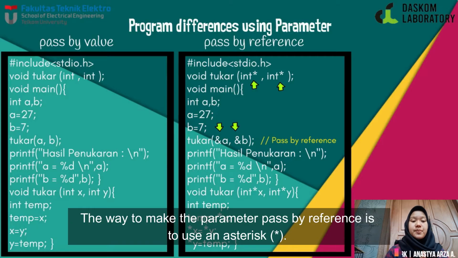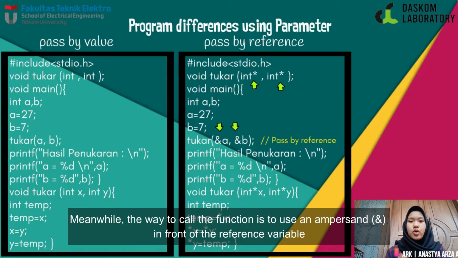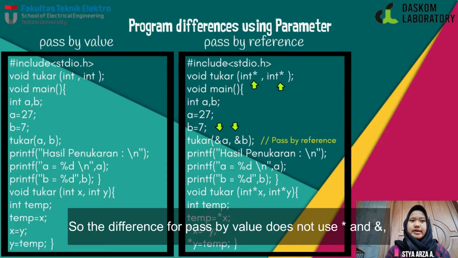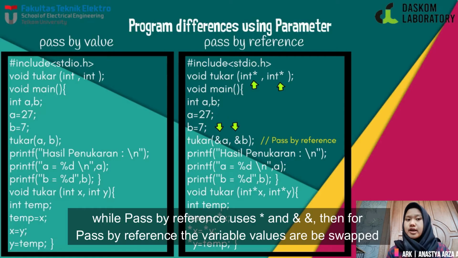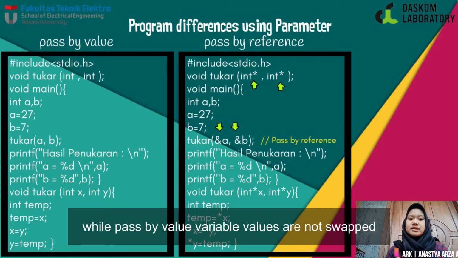The way to make the parameter pass by reference is to add an asterisk. Meanwhile, the way to call the function is to add an ampersand in front of the reference variable. So, the difference is that pass by value does not add an asterisk and ampersand, while pass by reference adds an asterisk and ampersand. Then, for pass by reference, the variable values are swapped, while for pass by value, the variable values are not swapped.